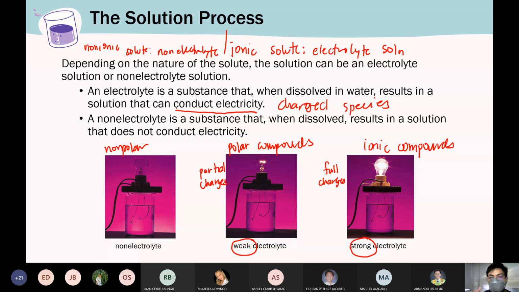Okay? So, hopefully clear tayo dito, ha? That depending on the solute, iba-iba yung types of solution na pwede natin magawa, na? Pag polar and ionic, you can create an electrolyte solution. Pag non-polar yung solute, then non-electrolyte yung solution. However, if you have a polar compound, it can be considered a weak electrolyte because of the partial charges. If you have ionic compound, then it can be a strong electrolyte because the charges are full. No? Positive and negative talaga siya.